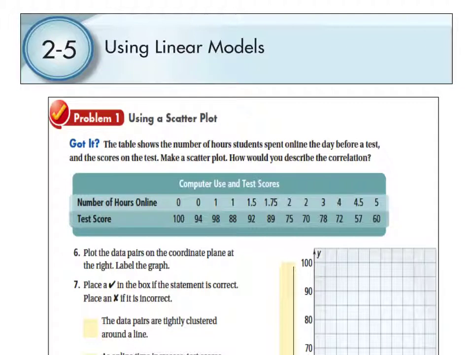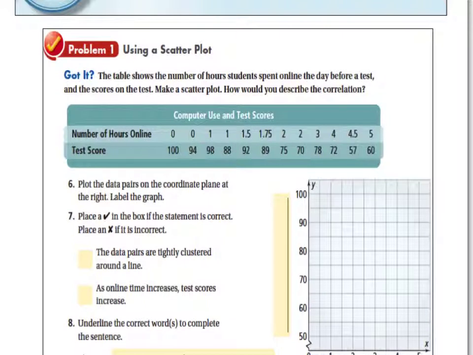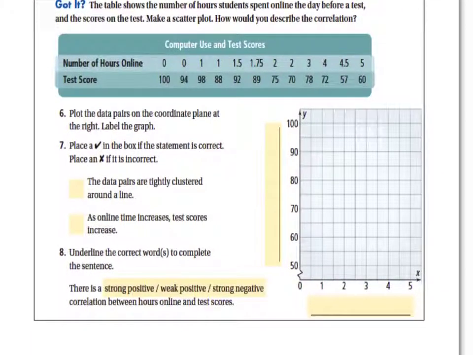Okay, now let's take a look here at an example. It says the table shows the number of hours students spend online the day before a test and the scores on the test. Make a scatter plot. How would you describe the correlation? Okay, so here's our data table right here. Okay, we're going to take this data and we're going to graph it. Okay, so we're going to plot these ordered pairs down on the graph that they have provided. Okay, so it says plot the data ordered pairs on the coordinate plane and label the graph.